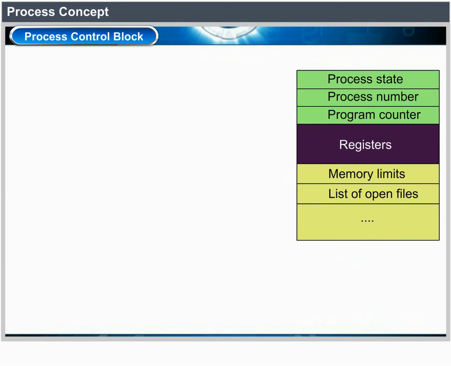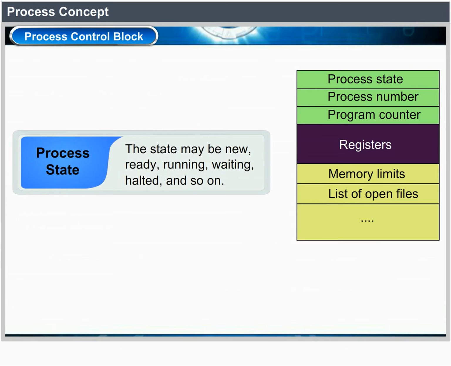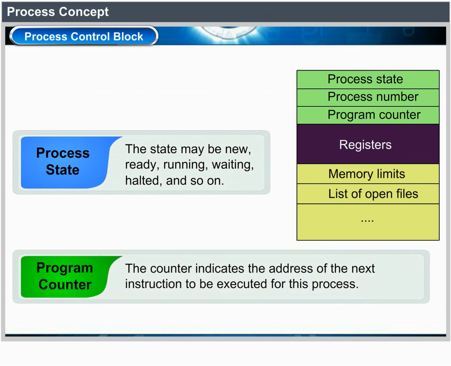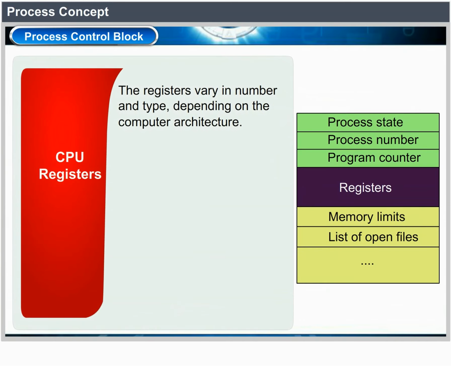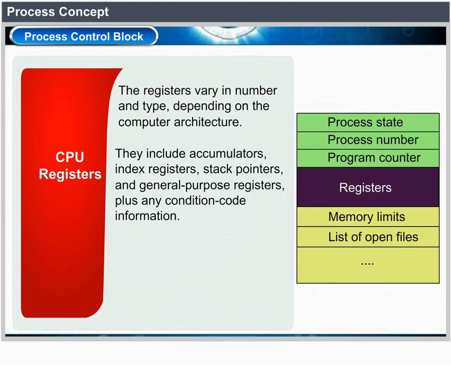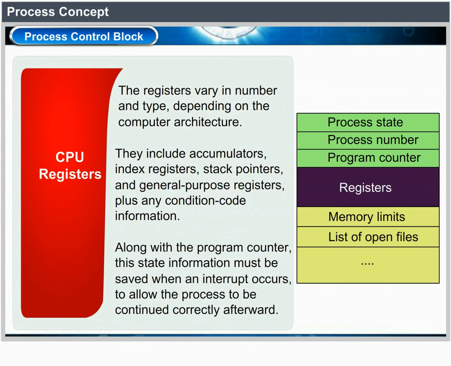Process state. The state may be new, ready, running, waiting, halted, and so on. Program counter. The counter indicates the address of the next instruction to be executed for this process. CPU registers. The registers vary in number and type depending on the computer architecture. They include accumulators, index registers, stack pointers, and general-purpose registers, plus any condition code information. Along with the program counter, this state information must be saved when an interrupt occurs to allow the process to be continued correctly afterward.